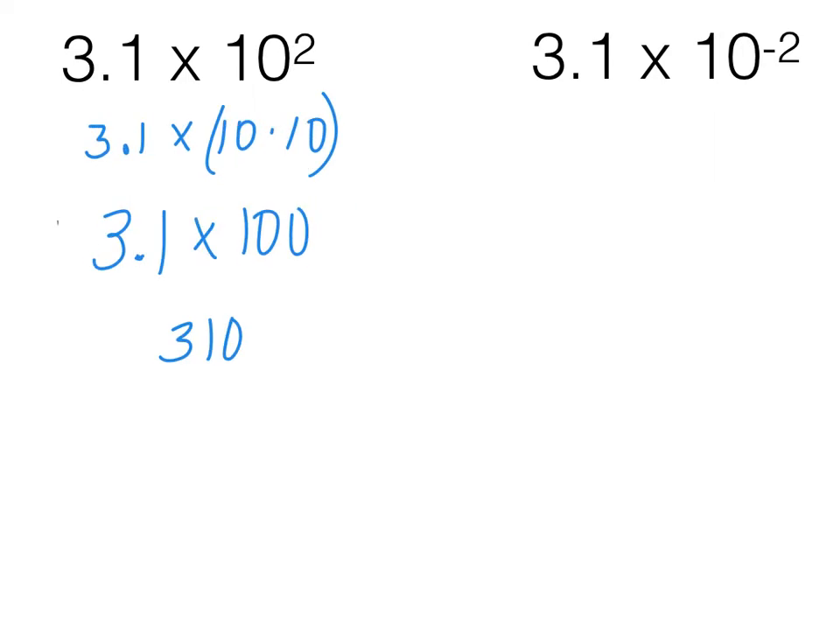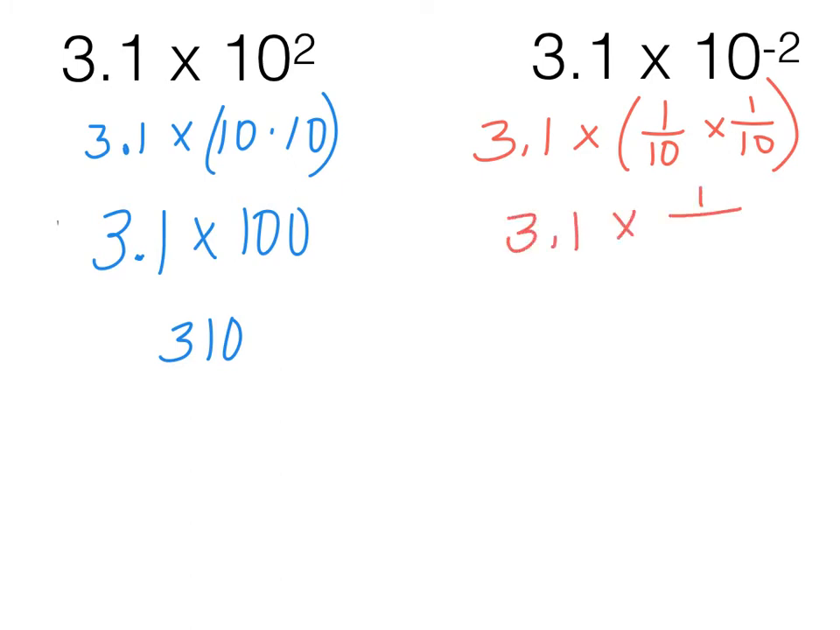Looking at the expression on the right-hand side, we'll take that through the same process, so it'll be 3.1 times 1/10 multiplied by 1/10. Simplifying that, we get 3.1 times 1 over 100. And then simplifying that even further, we get 0.031. Again, notice no negative sign involved here. This all becomes a fraction. Very common error that students make is making this negative.